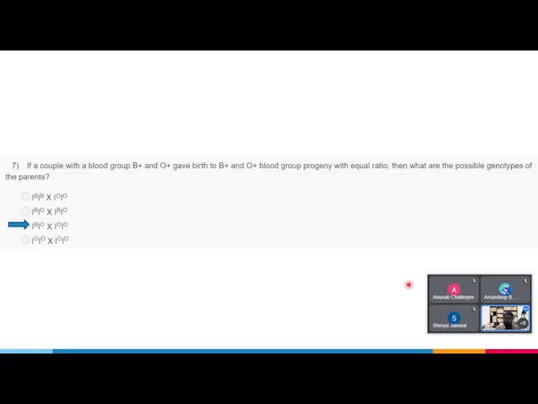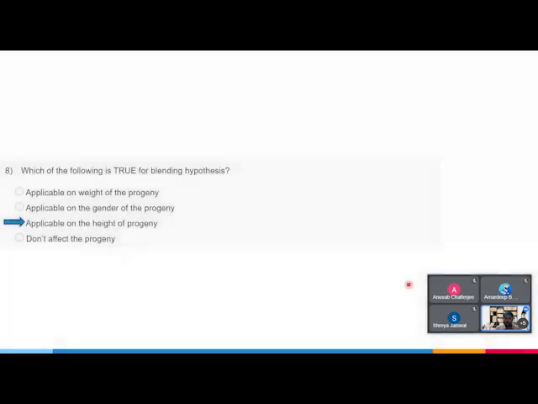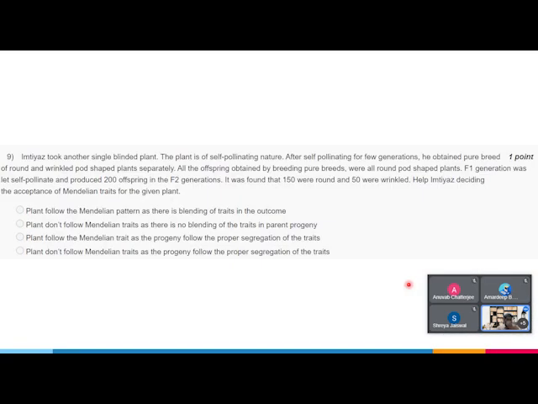So that was question number 8. We move forward to the next question. This is the big question. So Imtiaz took another single blinded plant.